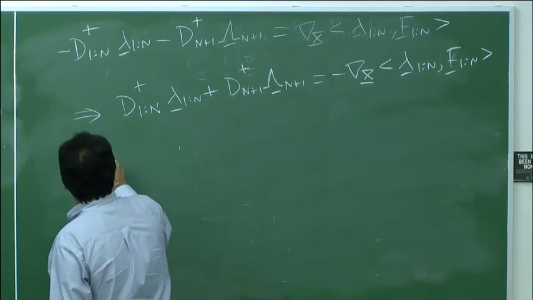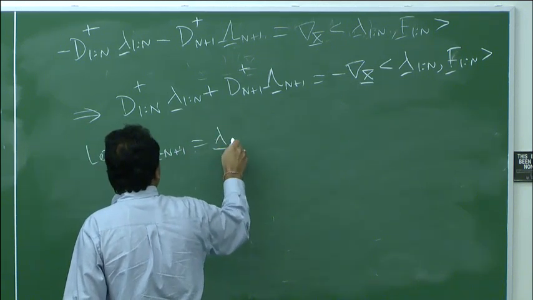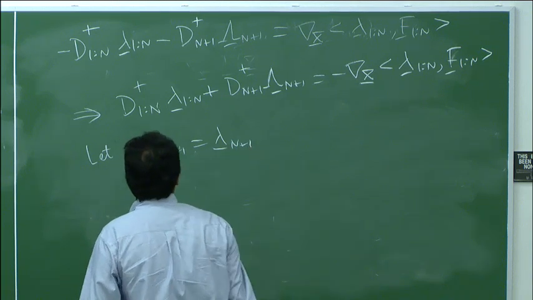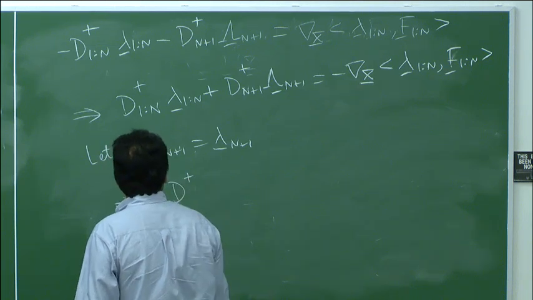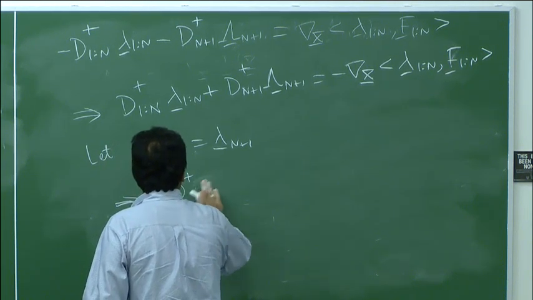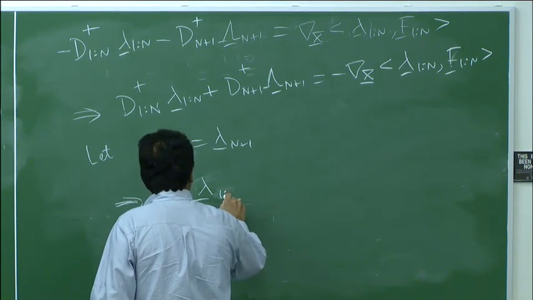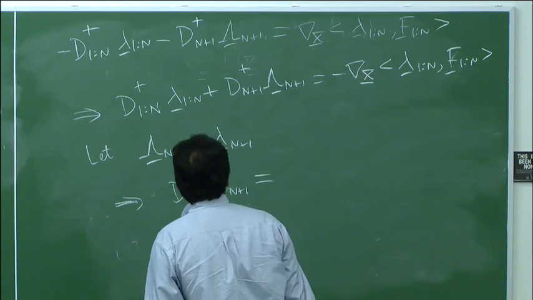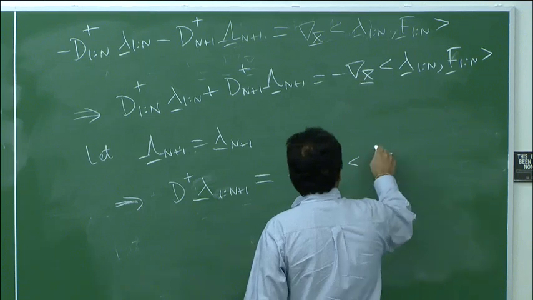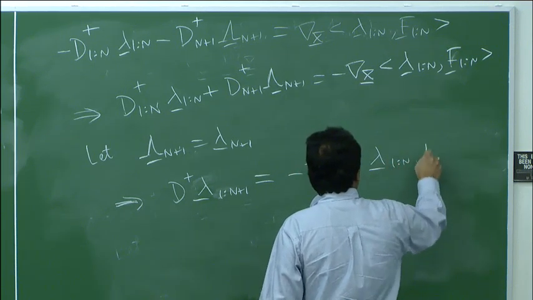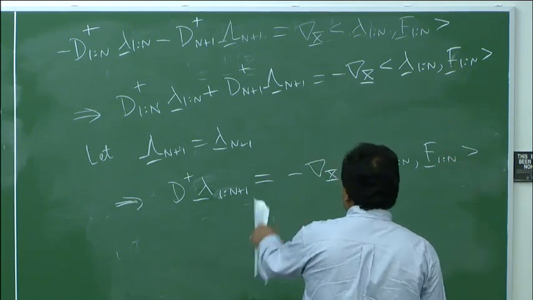So suppose we say let capital Lambda_{N+1} equal little lambda_{N+1}, where this is the costate estimate at the final point. Then what I would get is D dagger times little lambda_{1 to N+1} is going to equal minus the gradient with respect to x of lambda_{1:N} with f_{1:N}. Now let's compare that to the costate equation.